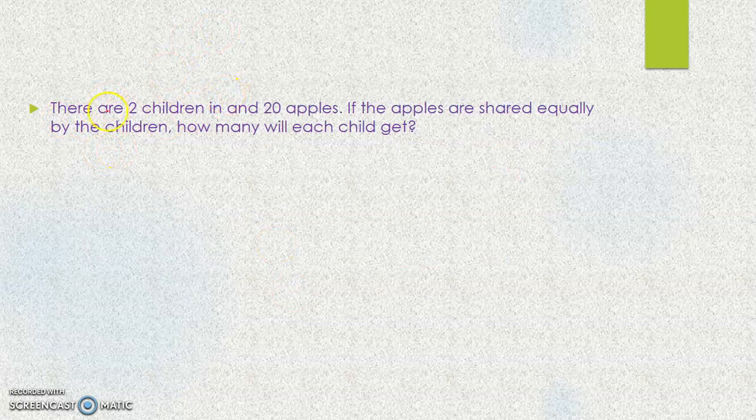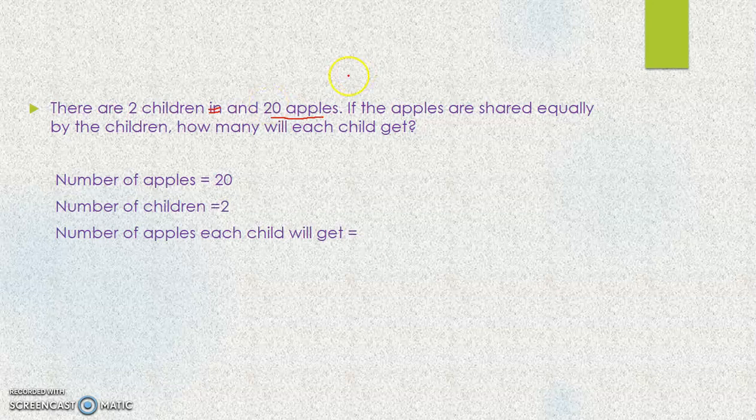Now let us look at another question. There are 2 children and 20 apples. If the apples are shared equally by the children, how many will each child get? So here what is to be shared? Apples are to be shared. എത്ര apples? 20 apples. So 20 apples are to be shared between 2 children. Number of apples 20. Number of children 2. So number of apples each child will get is equal to 20 divided by 2.